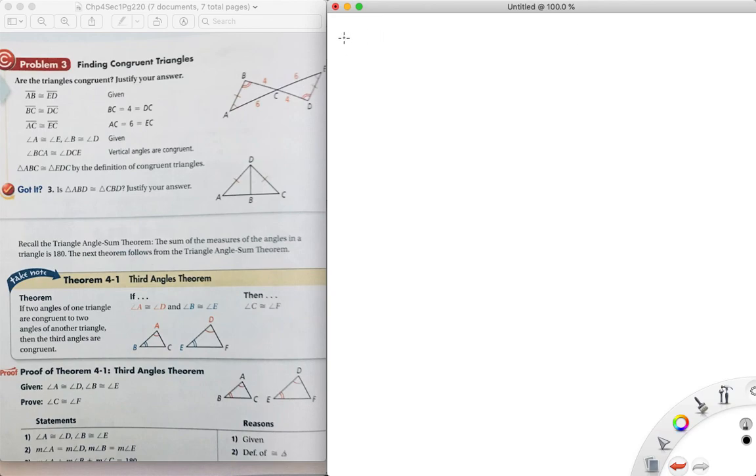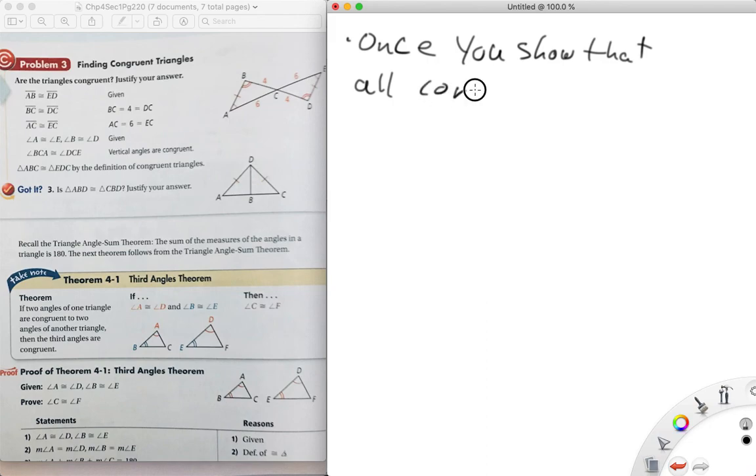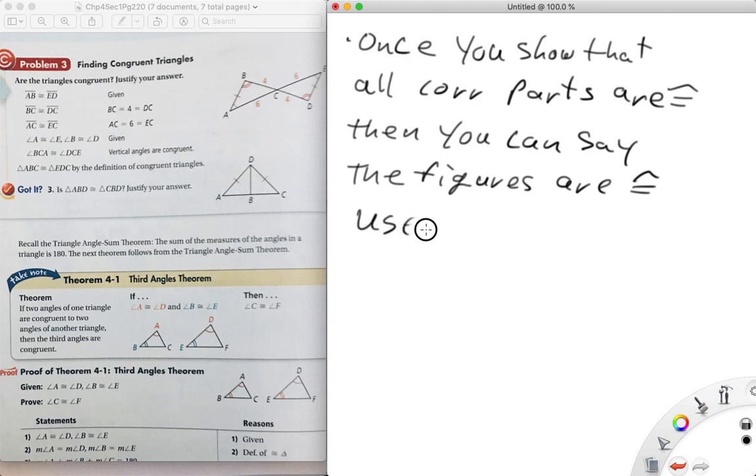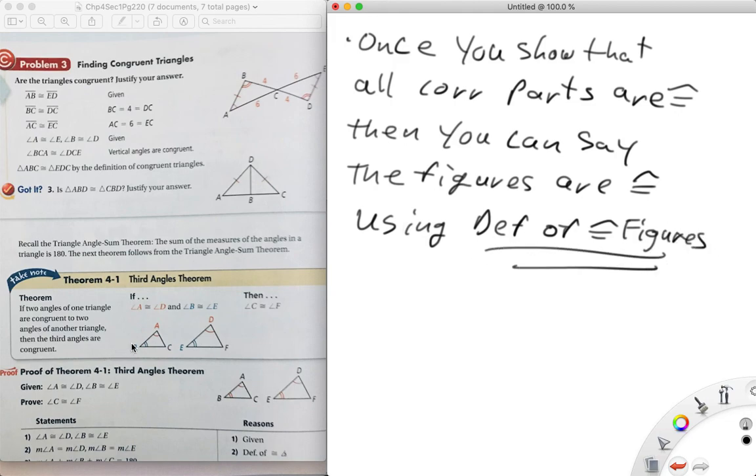So once you show that all corresponding parts are congruent, then you can say that the two figures are congruent, using the definition of congruent figures. So use that. We can use that in a proof.